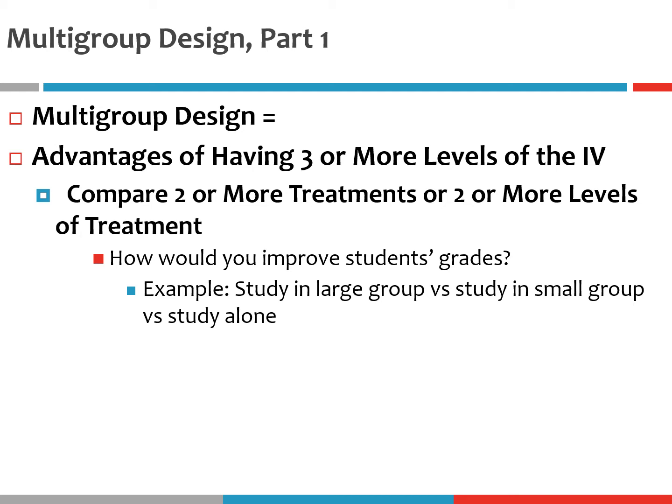Because it might be very effective to study in a small group. It might be much more effective to do that than study alone. But if you study in a large group, maybe it's not as effective because there are more distractions. So you would be able to answer this question in a more nuanced way, and come up with a more specific answer by using a three-level design, rather than the classic two-group design.